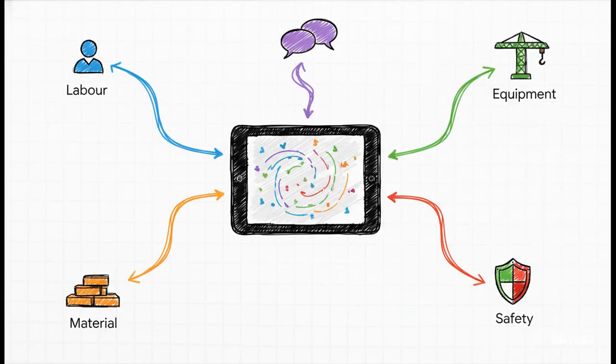So what's the big takeaway here? By digitizing every single core process, from progress and resources all the way to safety and communication, you transform that chaos we talked about into total clarity. You get a single, unified dashboard where every little detail of the project is visible, searchable, and manageable.